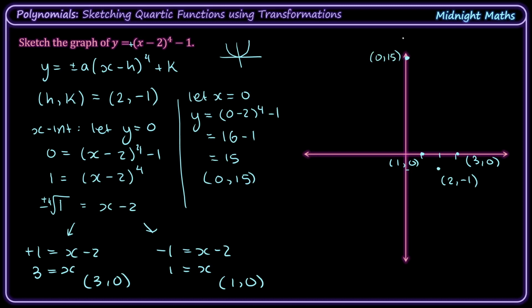And now if I connect my dots, I'll get the general shape of my quartic looking like this, and I'll label it as y equals (x minus 2) to the power of 4, minus 1. I have my x-axis and my y-axis to label, and I've got my axes intercepts and my turning point all labeled, so that should be a fully completed graph of my first translated quartic.